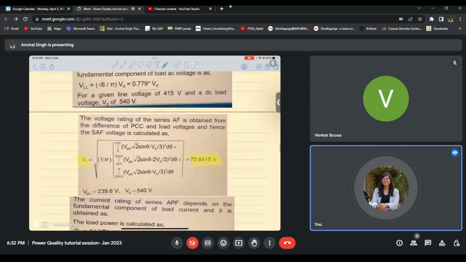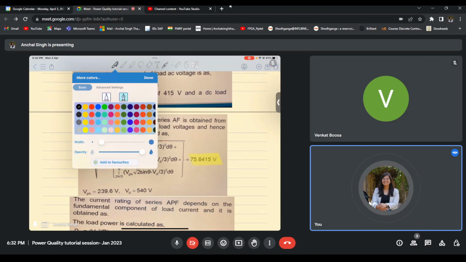So based on that value of VD, using that VD, we could find the value of filter voltage. And the RMS value of this filter voltage can be found out as this. And why are we doing this? We are just using the KVL again.